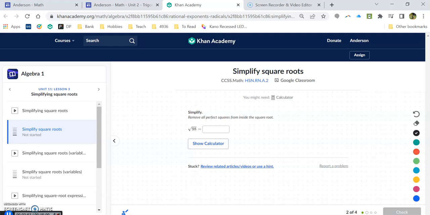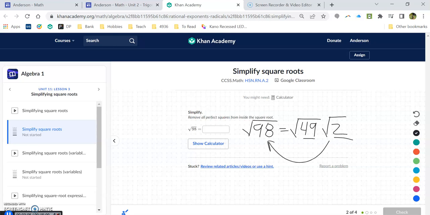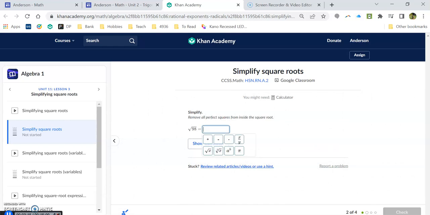So we have square root 98 is equal to the square root of 49 times the square root of 2. It's 49 times 2 equals 98. And we can evaluate the square root of 49, which is 7. So it's 7 times square root 2. So 7 square root 2.